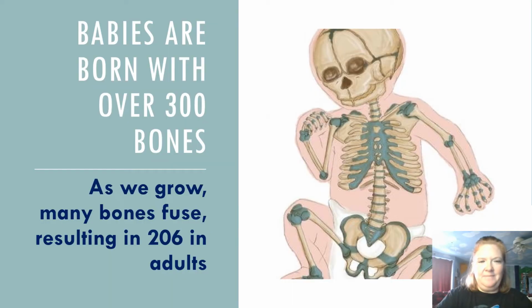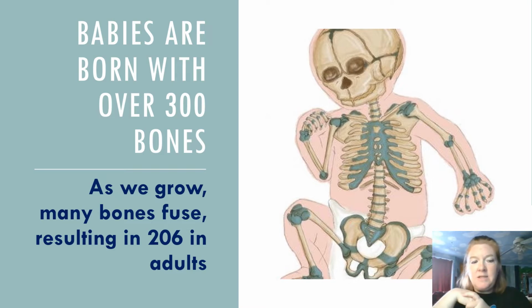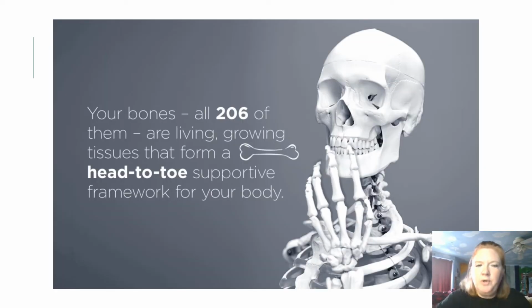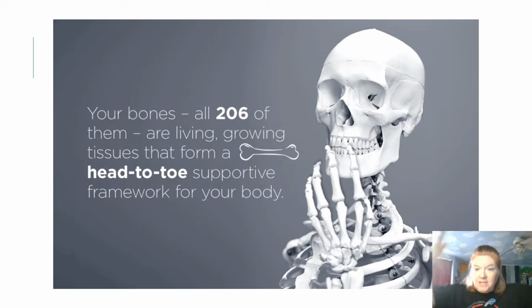All right. Did you know that babies are born with over 300 bones? And as we grow, many of those bones fuse together. A lot of them are in our skull, but they're in lots of other places as well. Think about that number. And that's how we end up with 206 in adults. But we start with much more. So your bones, all 206 of them, are living, growing tissue. They form a head to toe supportive framework for your body.